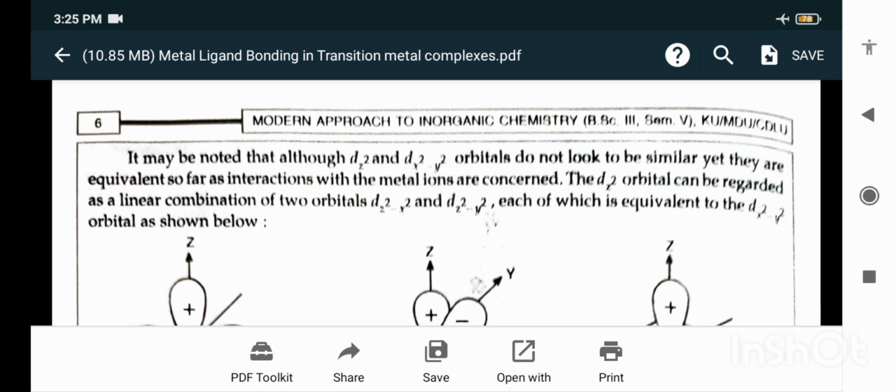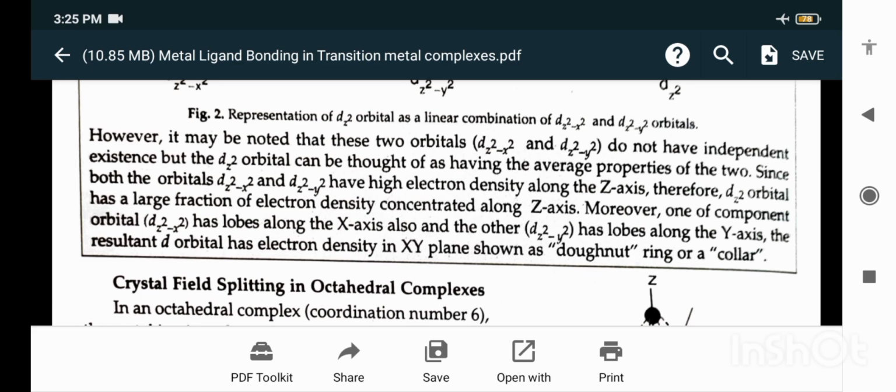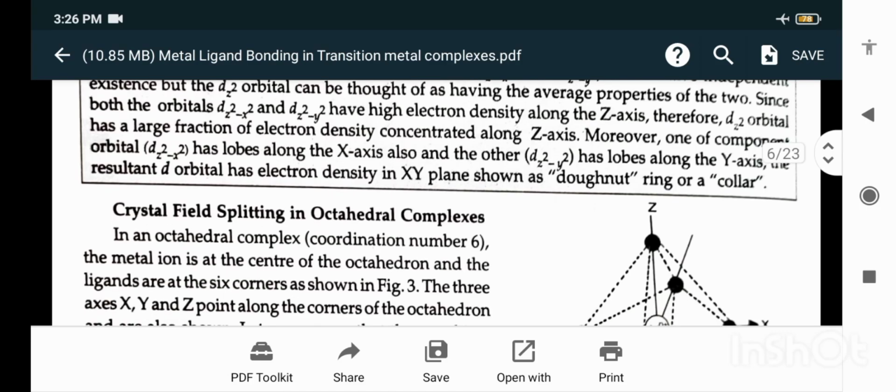The dz square orbital can be regarded as a linear combination of two orbitals, dz square minus x square and dz square minus y square, each of which is equivalent to the dx square minus y square orbital. However, it may be noted that these two orbitals, dz square minus x square and dz square minus y square, do not have independent existence, but the dz square orbital can be thought of as having the average properties of the two. Since both the orbitals have high electron density along the z-axis, the dz square orbital has a large fraction of the electron density concentrated along the z-axis. Moreover, one of the component orbitals has lobes along the x-axis, and the other, dz square minus y square, has lobes along the y-axis. The resultant d orbital has electron density in the xy plane as a doughnut ring or a collar.